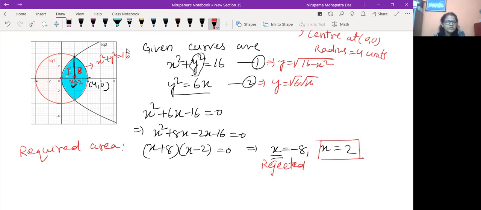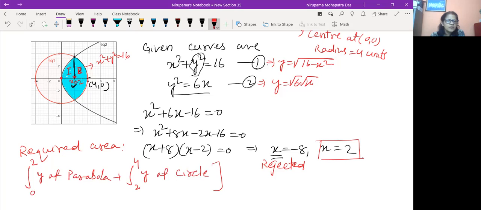So the required area is what? I'm talking about the area of the region above x-axis. So it will be 0 to 2, bounded by y of parabola, plus 2 to 4, y of circle. So we are getting the area of the region bounded by two curves above x-axis. So multiply by 2 so that we can get the whole area.